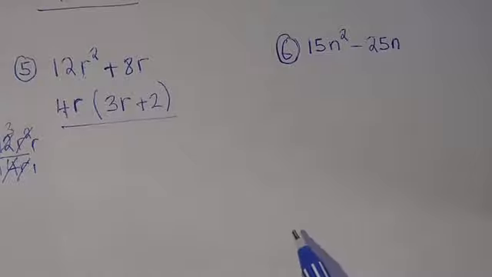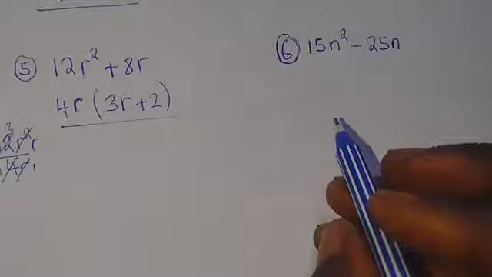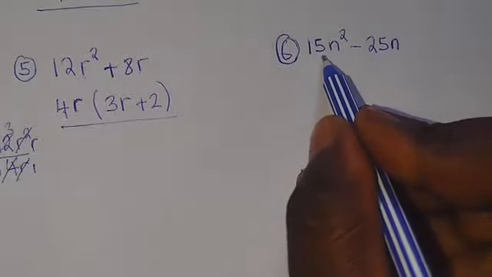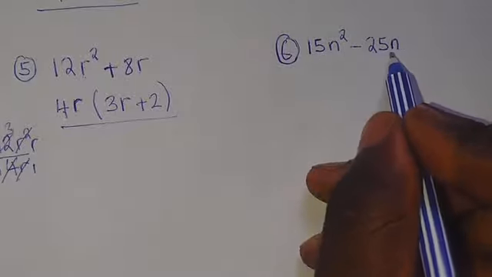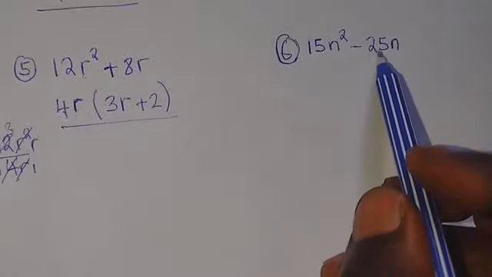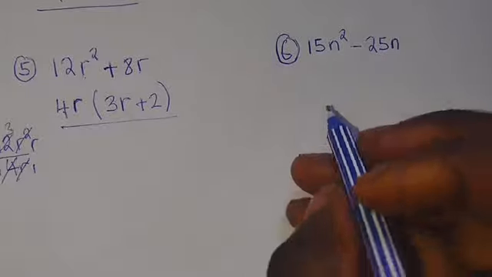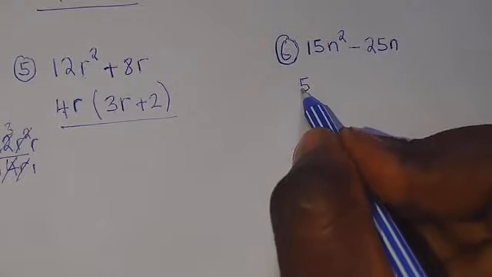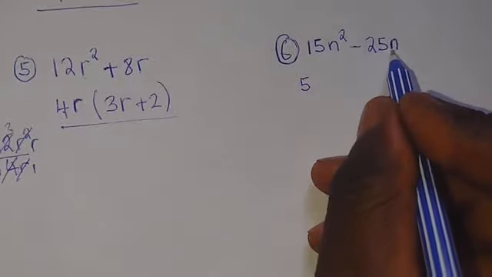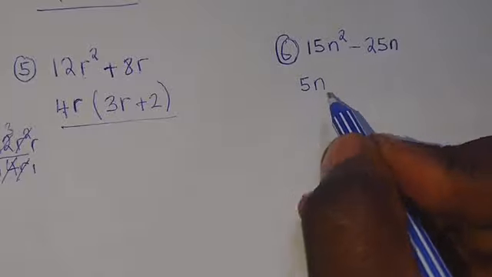We now come to our question 6. We need to factorize 15n squared minus 25n. So we have 15, here we have 25. We look for the highest common factor of 15 and 25, which is a 5. So I'll factor out 5. Then n squared, even here we have n. So n is also a common factor.